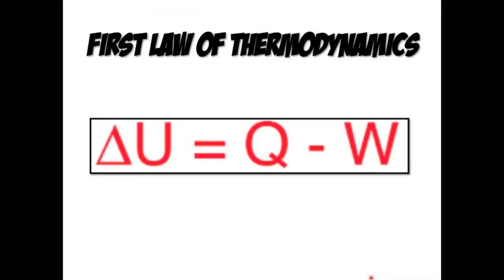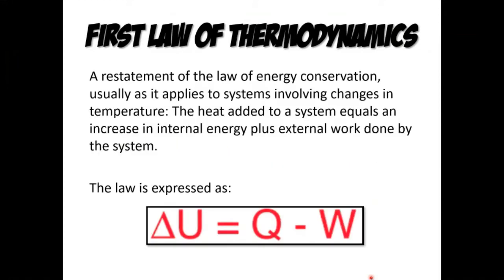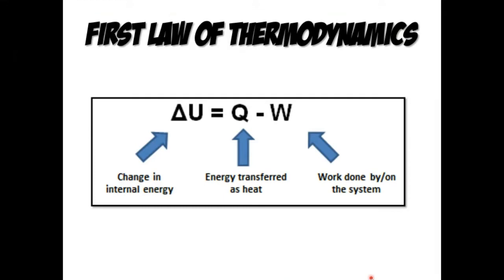So, proceed na tayo sa first law of thermodynamics. So, sa first law of thermodynamics, a restatement of the law of energy conservation usually as it applies to systems involving changes in temperature. The heat added to a system equals an increase in internal energy plus external work done by the system. Then this law is expressed as delta U is equals to Q minus W. So ano ibig sabihin yan? Yung delta U, ito yung change sa internal energy. Yung Q, ito yung energy transferred as heat. And then yung W, it is the work done either by or on the system.